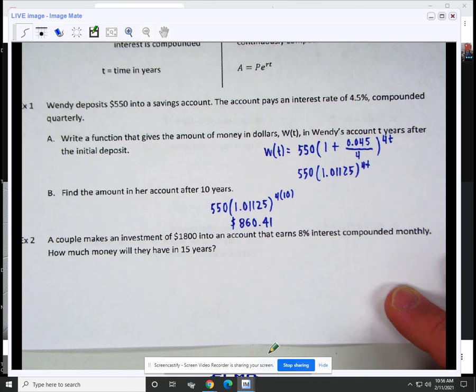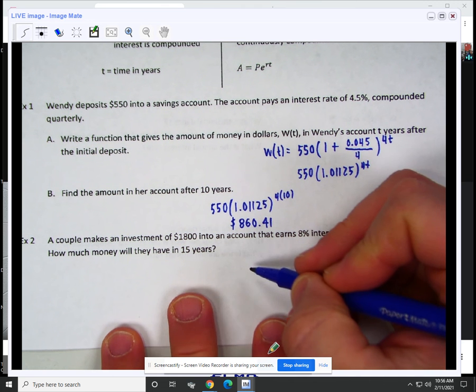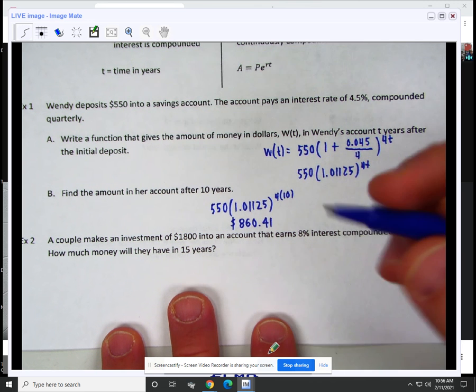Compound interest. And 2, it tells me that n is 12. Again, how do we know that? Monthly. There's 12 months in a year. So here's my answer. Does it ask me to write an equation? No, it just tells me to find how much she'll make in how many years.